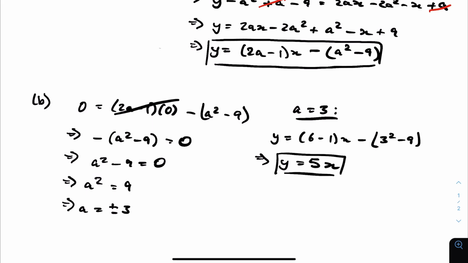And then for the second one, we just need to look at the gradient because the y-intercept is going to be 0. So let me just write a equals negative 3. y is equal to 2 times negative 3, which is negative 6, minus 1 is negative 7. So y equals negative 7x is our other one. So y equals 5x and y equals negative 7x.